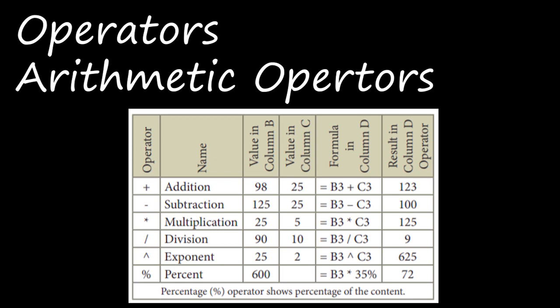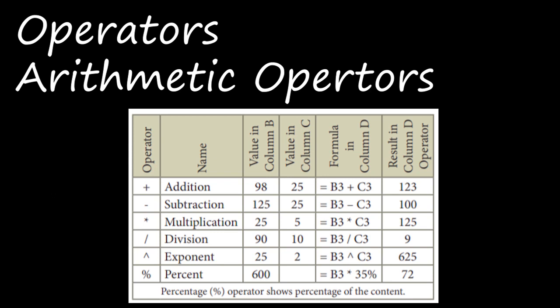If you consider this as a table, the operator row is the first row. In the first column, you see the operator symbols plus, minus and so on. The value in column B is given as 98, and the value in column C is given as 25.